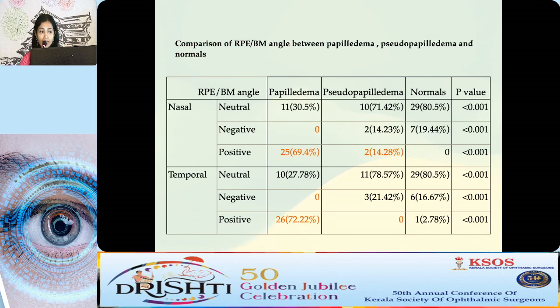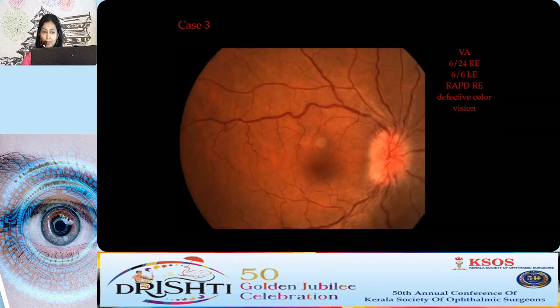So we did a study on this angle between papilledema, pseudopapilledema, and normals, and we found that around 70% of the patients with papilledema had an angulation which is turned towards the vitreous, and the rest were neutral, that is flat, and we didn't find any negative values. But in pseudopapilledema and normals, either neutral or negative values were there.